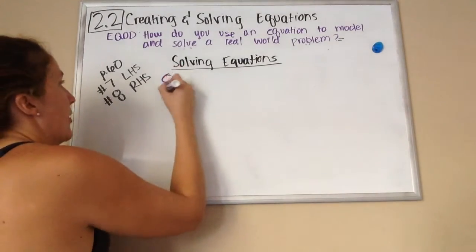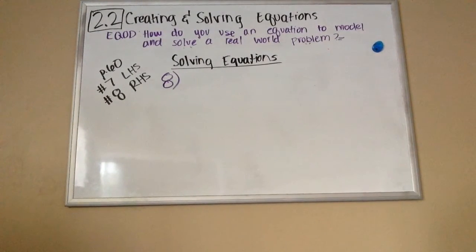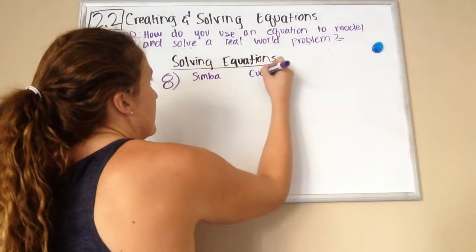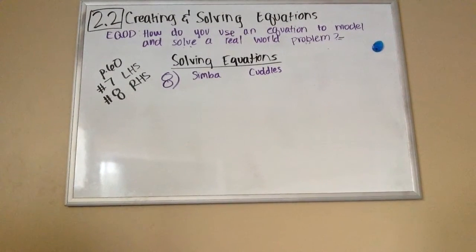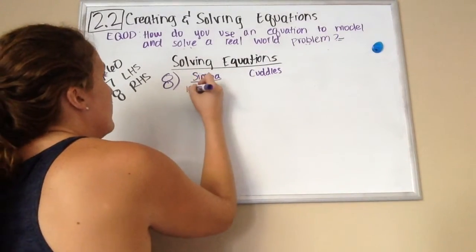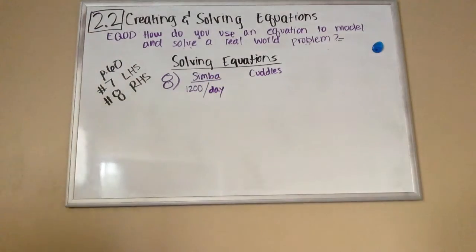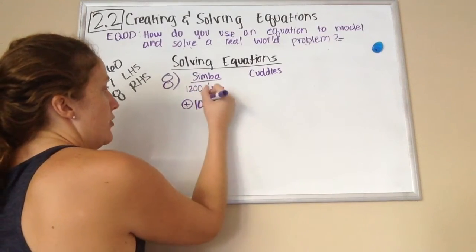Okay, so we're doing number 8 together. Number 8 says that a veterinarian is changing the diets of 2 animals, Simba and Cuddles. Simba currently consumes 1,200 calories per day, and that number will increase by 100 calories per day. So I'm just going to put plus 100 per day.